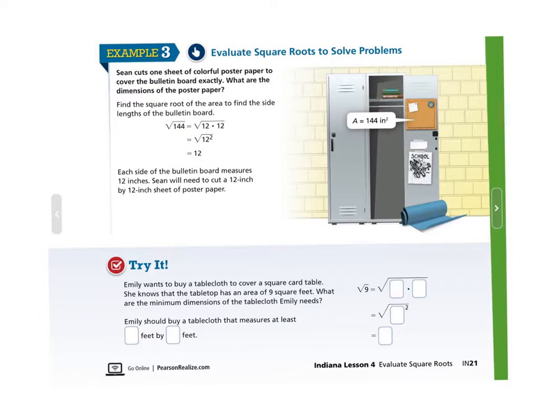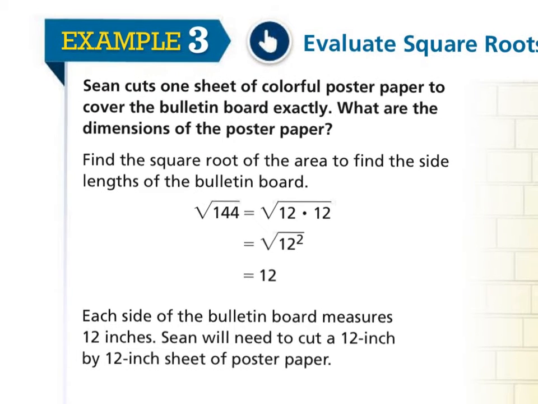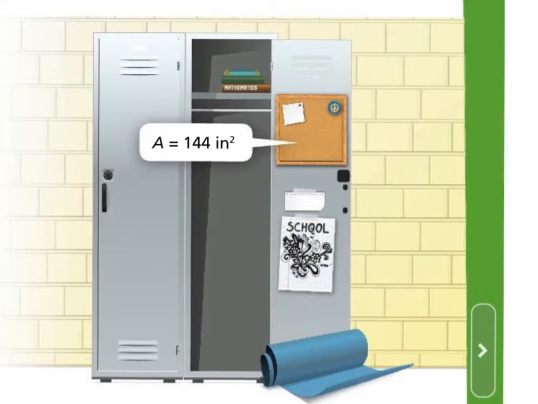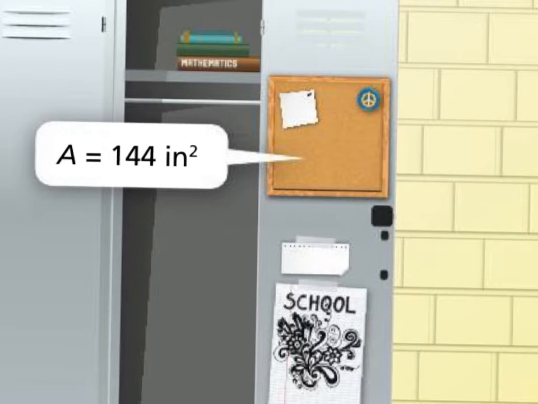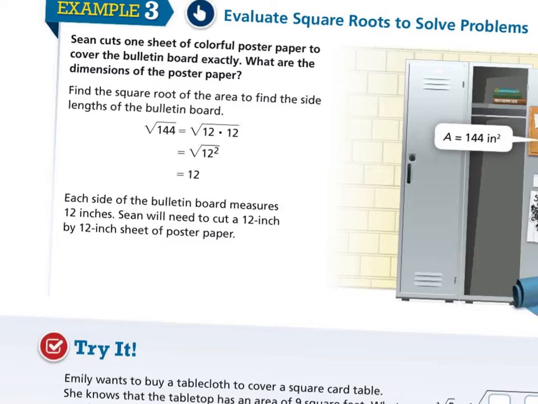So if we look at example 3, Sean cuts one sheet of colorful poster paper to cover the bulletin board exactly. And I'm glad they told us it was colorful poster paper. What are the dimensions of the poster paper? So you can see this is 144 square inches is our area. Since it's a square, we can find the square root to figure out what one of the side lengths would be.